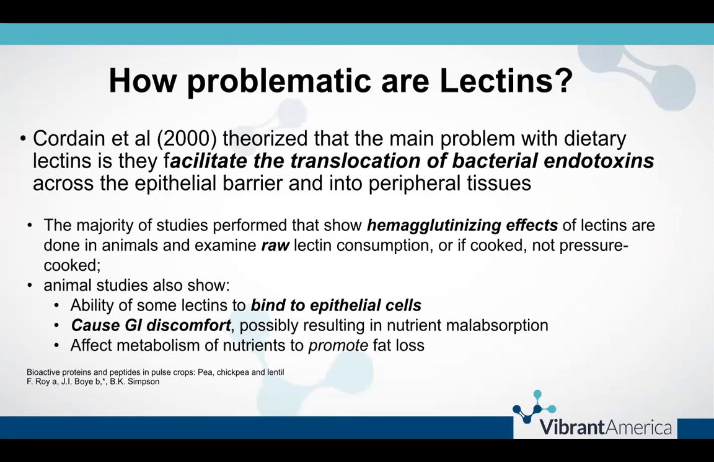Again, these studies on hemagglutinin effects have been done in animals or using raw lectin consumption, and they are therefore not that relevant to humans, simply because we don't eat raw lectins, we're not animals, and there are different mechanisms involved. And we typically do cook our lectins. There are a few that we probably don't, and most of them can be pressure cooked, which completely reduces the lectin content to amounts that are below toxic levels for humans, or below even inflammatory levels for humans.